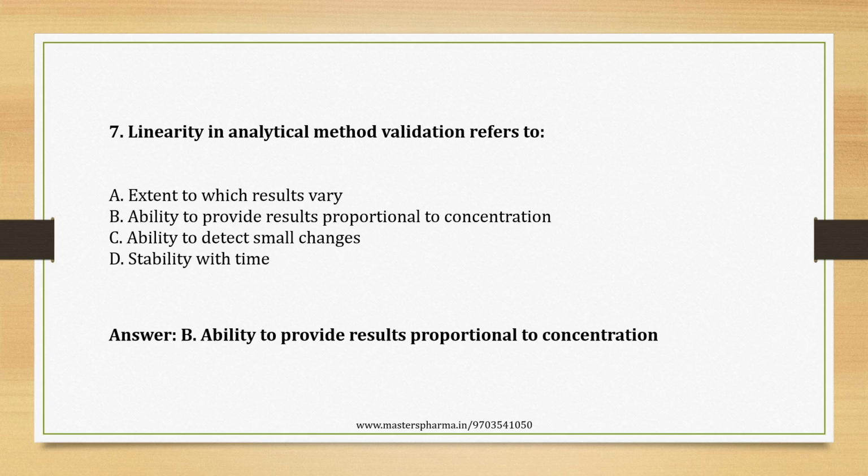Now we see the other options. Option A, extent to which results vary. This describes the precision, not the linearity. Option C, ability to detect small changes. This refers to sensitivity, not linearity. Option D, stability with time. This refers to stability, not linearity. So the correct option is ability to provide results proportional to concentration.